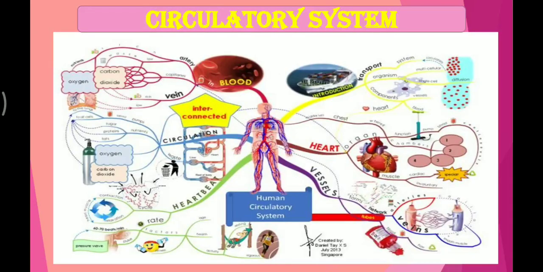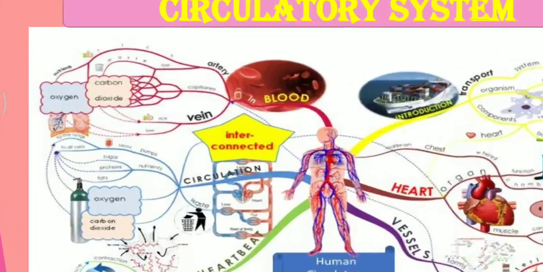See, this is the human circulatory system, and this is how this all happens. It's a small mind map. You can go through this. See, the human circulatory system: heart is there, blood vessels are there, heartbeat is there, circulation is there, blood is there, and all the other things. Just go through all these things in detail.